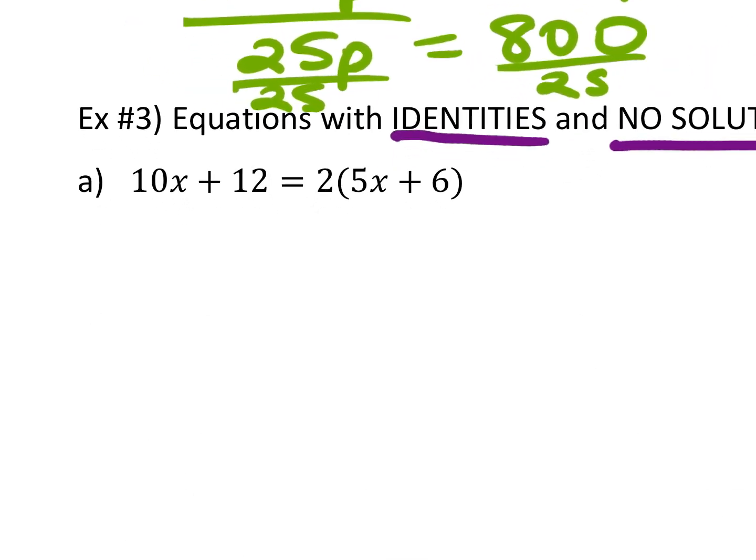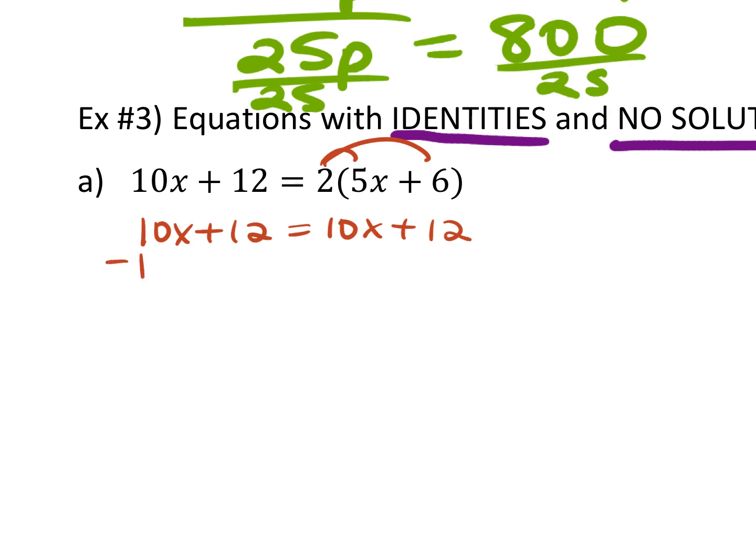Okay, anyway, moving on. So if this is your setup, what's the first thing you do to solve this? Distribute. So you get 10x plus 12 equals 10x plus 12. Now here's the deal. Are you technically done with the problem yet? No, but could you be? Yes, because they're identical right now, right?